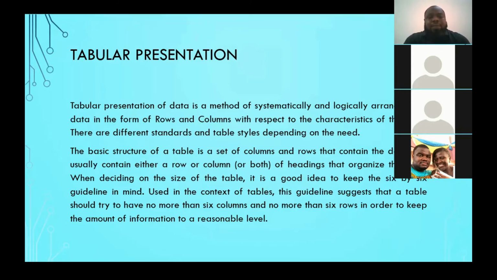When deciding on the size of your table, it is a good idea to keep in mind what statisticians call the 6x6 guideline. By that we mean that it's most appropriate to report data using at most 6 rows and 6 columns. We are not saying it can't go beyond that based on the need, but most appropriately, the 6x6 guideline should set out a table with 6 rows and 6 columns.